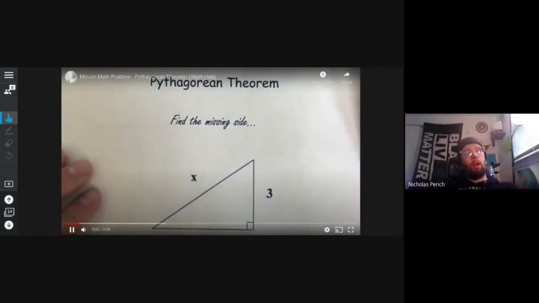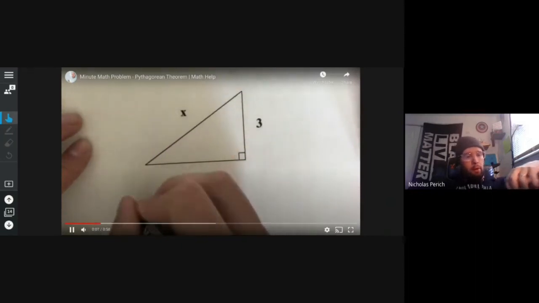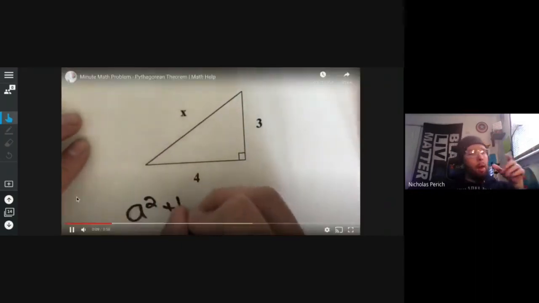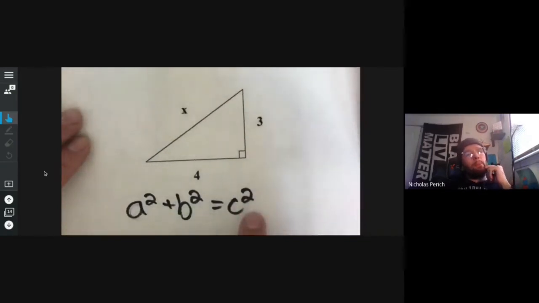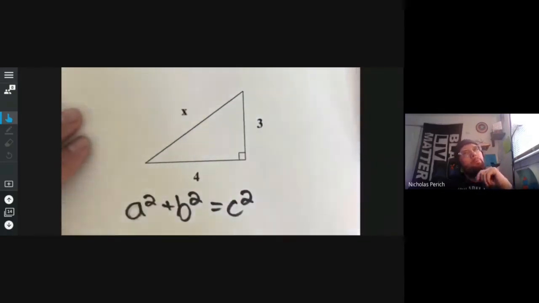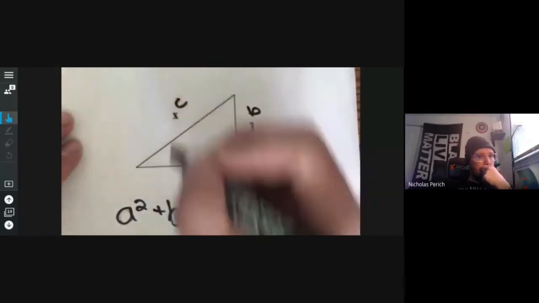Pythagorean Theorem. I have to find the missing side. Pythagorean Theorem is this formula right here, which is used to find the missing sides of right triangles. C always represents the hypotenuse, also known as the longest side. So I can call you A, I can call you B, but I have to call you C.